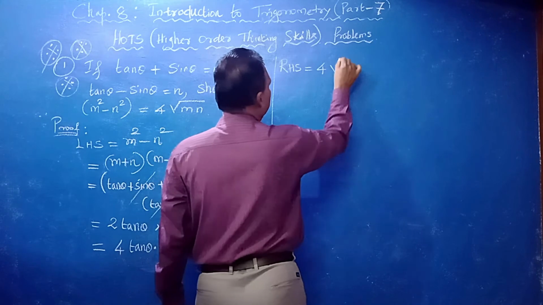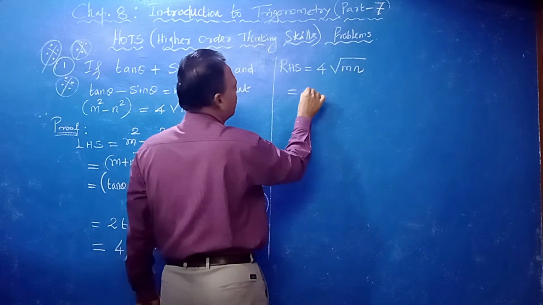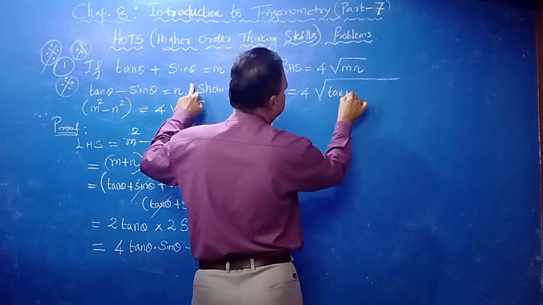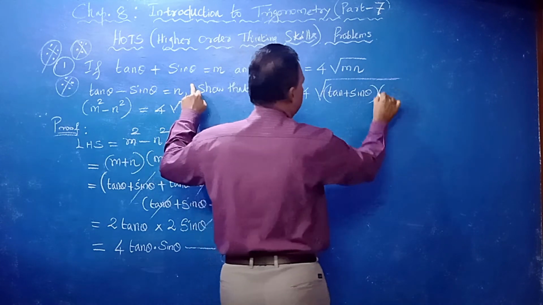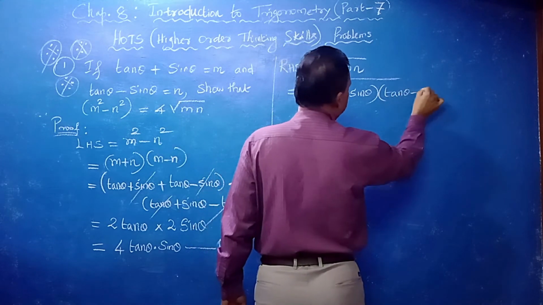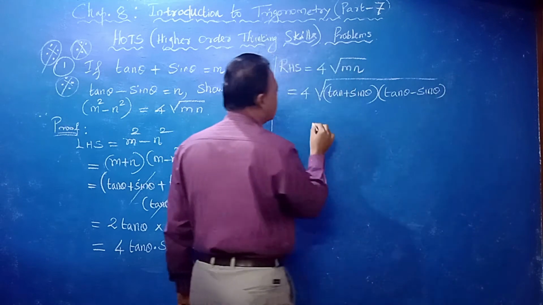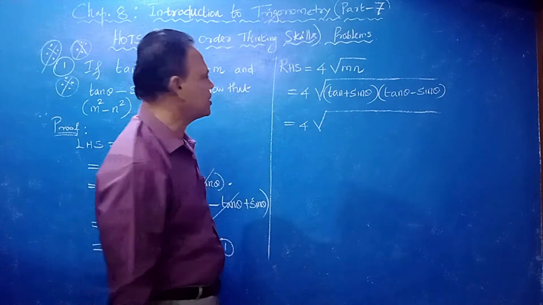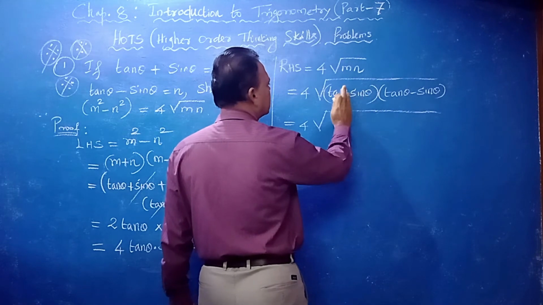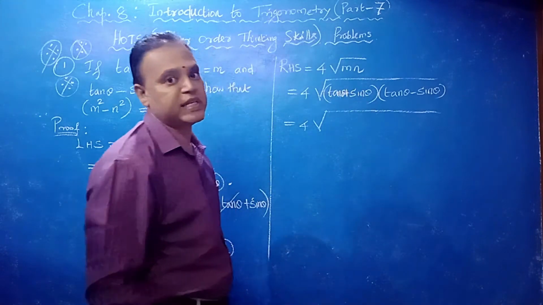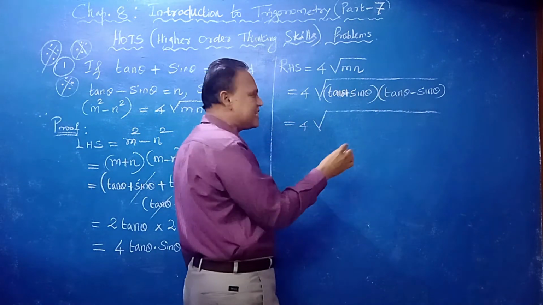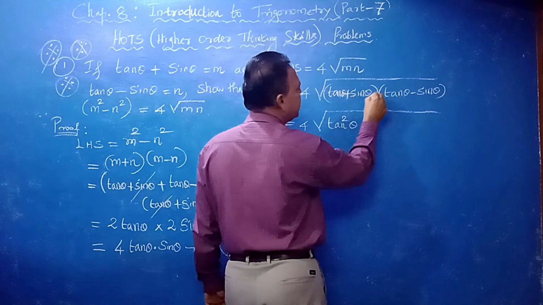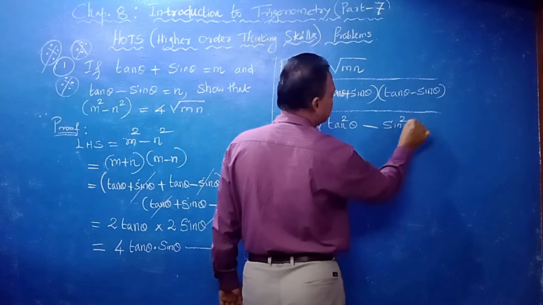Right hand side is equal to 4 into root over MN. That is equal to 4 into root over, what is M? Tan theta plus sin theta. What is N? Tan theta minus sin theta. Now this is nothing but a plus b into a minus b, which is a squared minus b squared. So tan theta whole squared is tan squared theta, minus sin theta whole squared is sin squared theta.